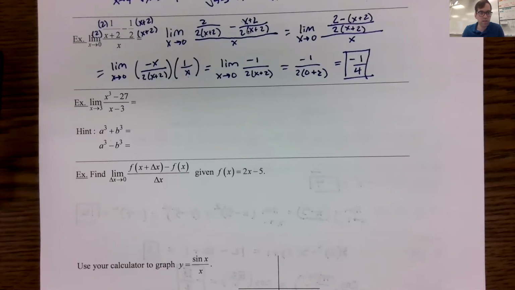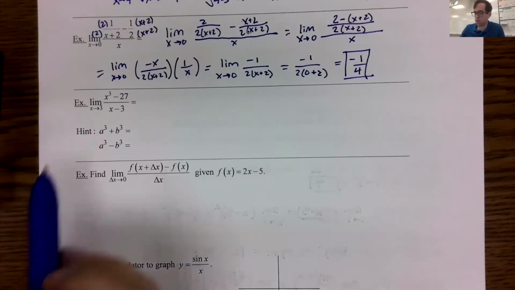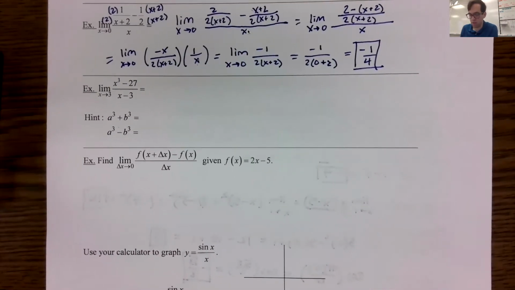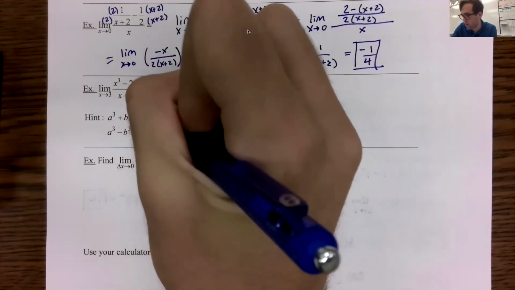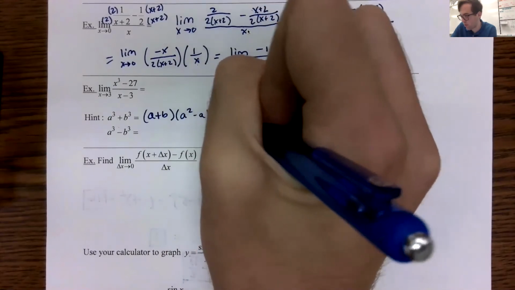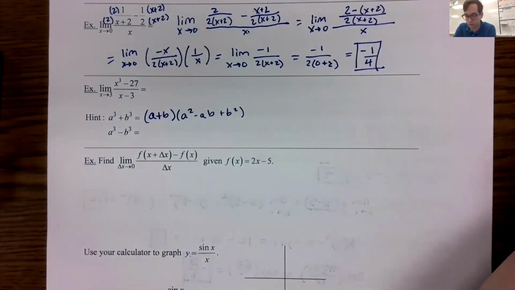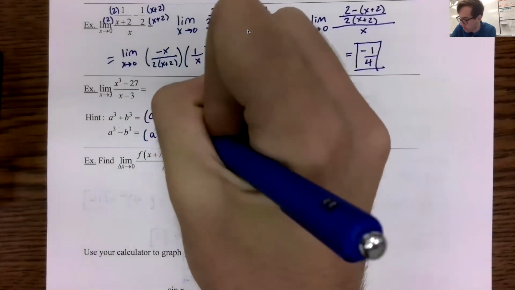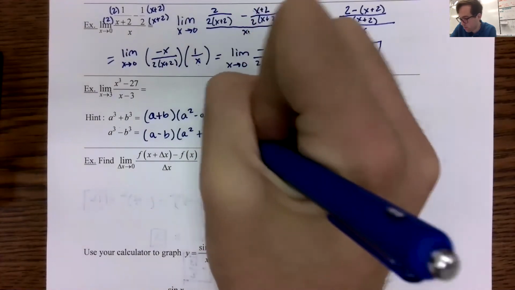All right, next up, the limit as x approaches 3 of x cubed minus 27 over x minus 3. Okay, so for this question in particular, it would be helpful to remember a sum of cubes or difference of cubes factoring formula. And so that's why this hint is here. If you don't remember, let's write that down quick. So a cubed plus b cubed factors to a plus b times a squared minus ab plus b squared. A cubed minus b cubed factors to a minus b times a squared plus ab plus b squared.